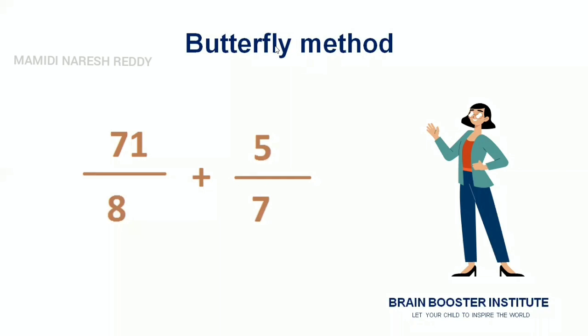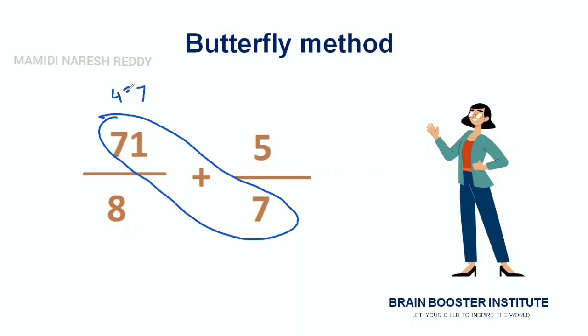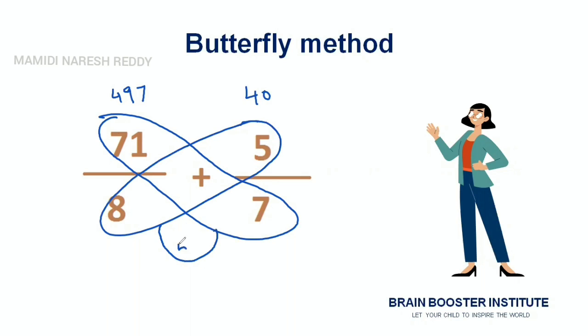So let's see, 71 by 8 plus 5 by 7. Now let us go with our butterfly method, my dear friends. Cross multiplication: 71 into 7. 7 1s are 7, 7 7s are 49, so 497. And 8 5s are 40, by multiplying this. And the third step, 8 7s are 56. So I'm writing it now.